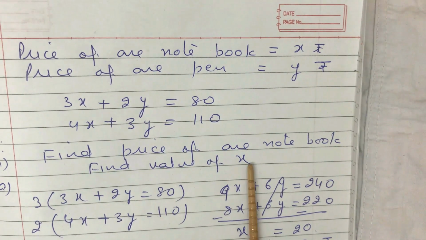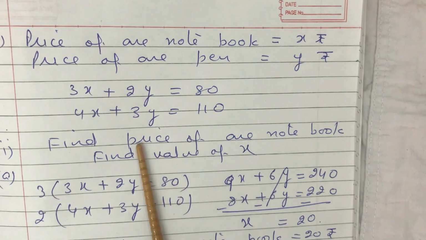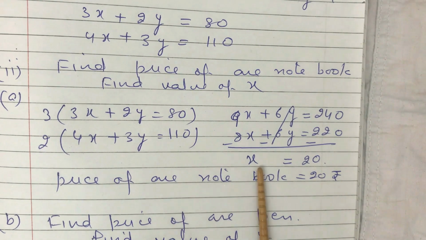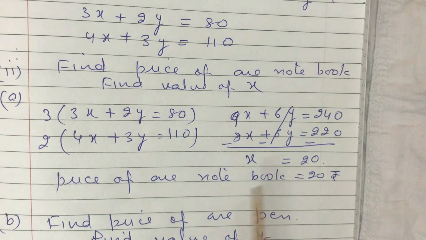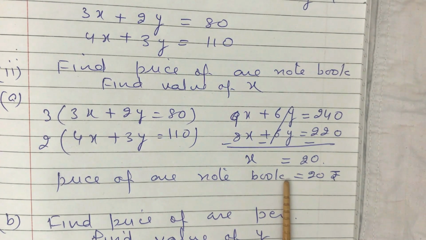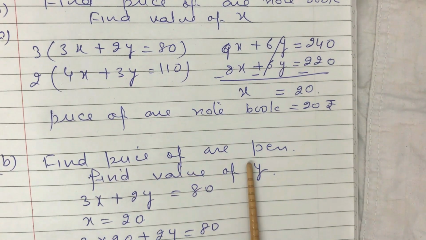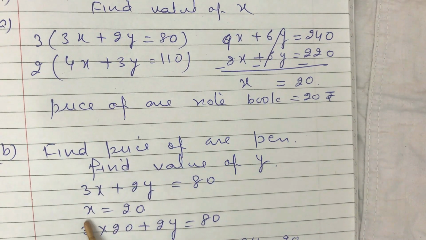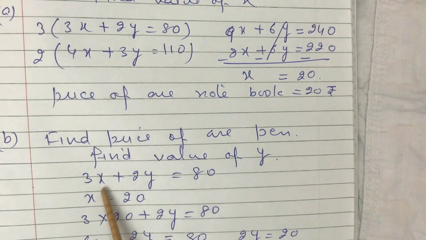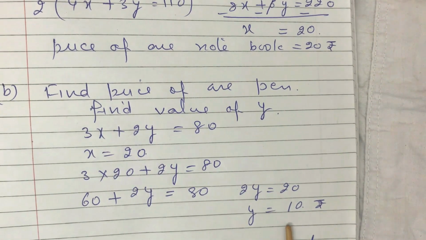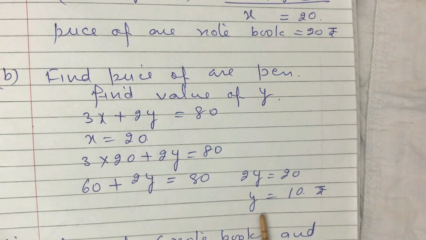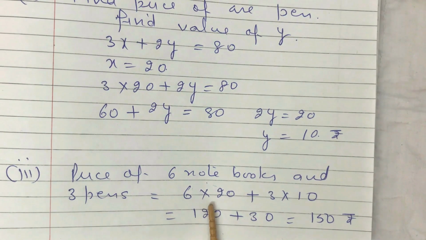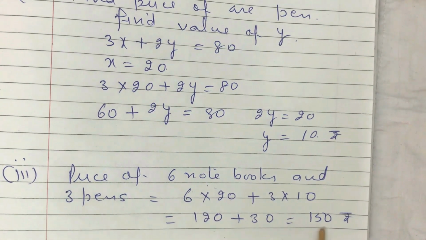Second part is, find the price of one notebook. It means we have to find the value of X. Now we have these 2 equations, and by elimination method, I have found the value of X, which will come out to be 20 rupees. So price of one notebook is rupees 20. Now it's B part. Find the price of one pen. It means we have to find the value of Y. So 3x plus 2y is equal to 80, x is 20, and substitute this value here, you will get y is 10. So price of 1 pen is rupees 10. Now the third part is price of 6 notebooks and 3 pens, that is equal to 6 into 20 plus 3 into 10, that will come out to be 150 rupees.